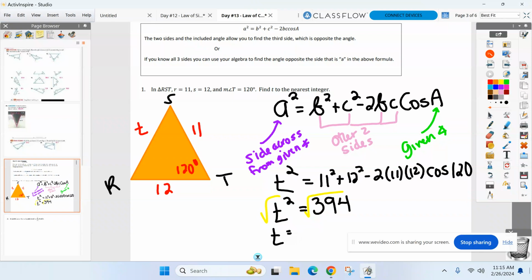And then nearest integer we talked about. What is an integer? We've talked about that already. That's a whole number, positive or negative, but it can't be negative here. So we got 20.